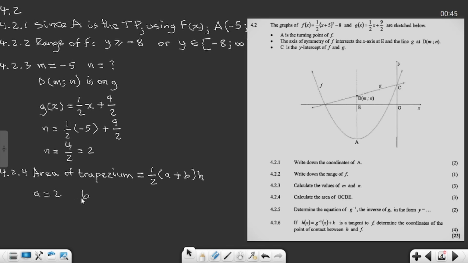So B is equal to 9 over 2. And now you need your perpendicular height between the sides. So you have this side and this side. Now the perpendicular height is this one, EO. Can you get the length? So the perpendicular height is H. H is equal to what?